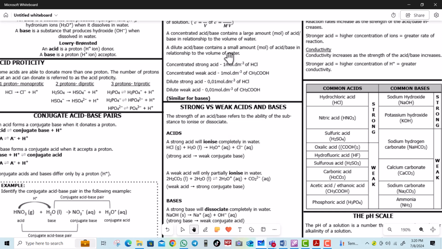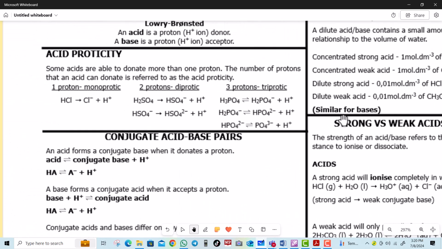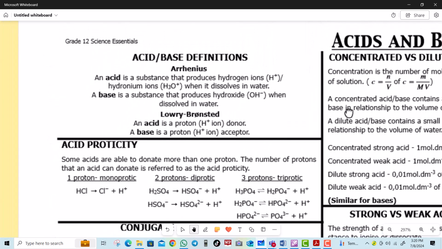Hello, can you please zoom in? Yes, I'm doing it now. How is it now? It's fine now. Hello? I'm talking about definitions now. I'm here on definitions. Can you see them properly now?